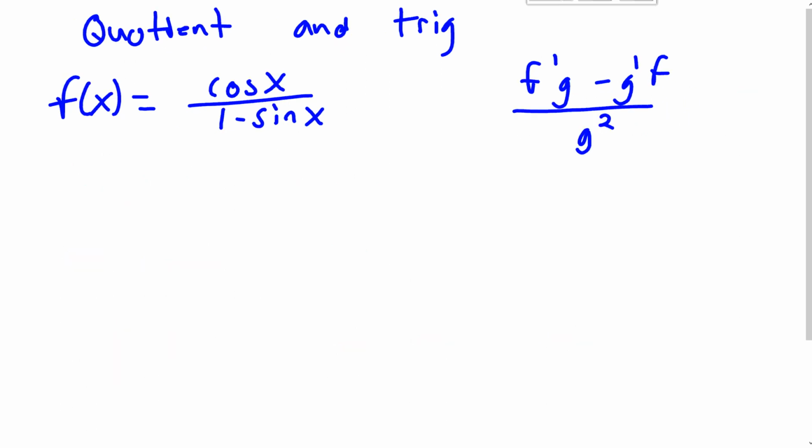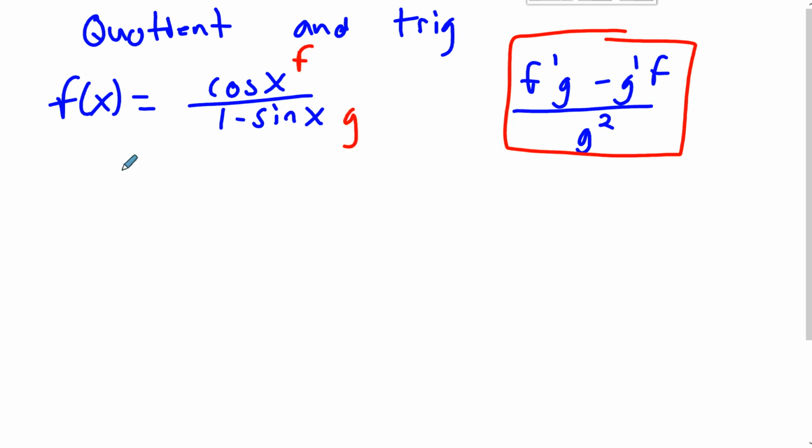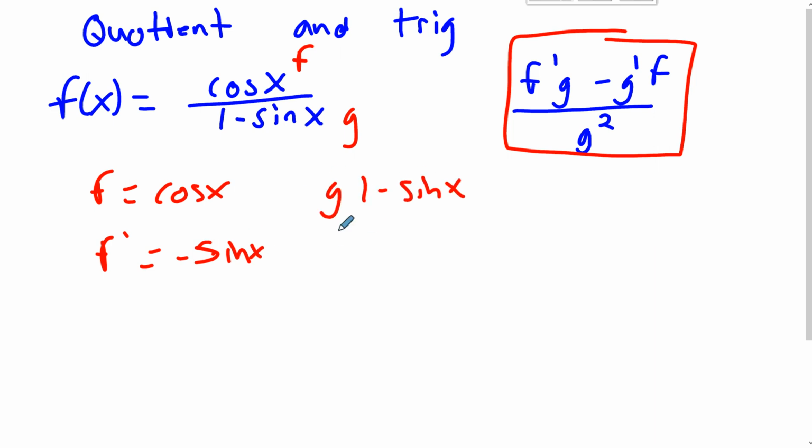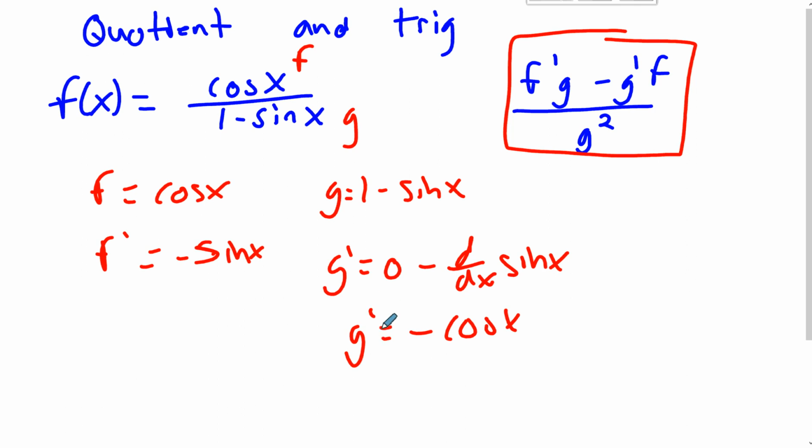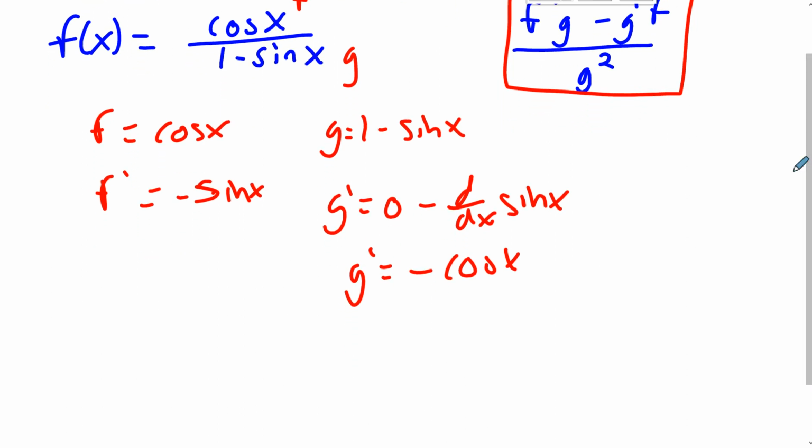Okay, here's the quotient rule. So we got the quotient rule here. Again, you can label this as f, this is g. So f equals cosine of x, so f prime is negative sine x. G is 1 minus sine x. And so g prime will be taking the derivative of 1, which is just 0, and the derivative of sine, which is cosine, so we get negative cosine x. So g prime equals negative cosine x. And then g squared would equal 1 minus sine x, squared.